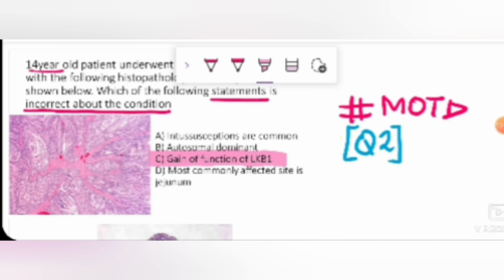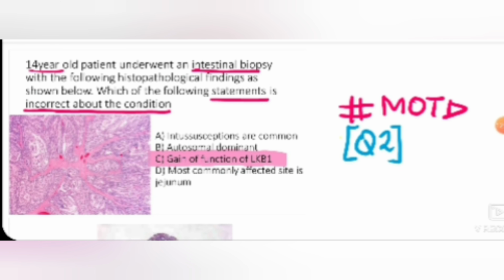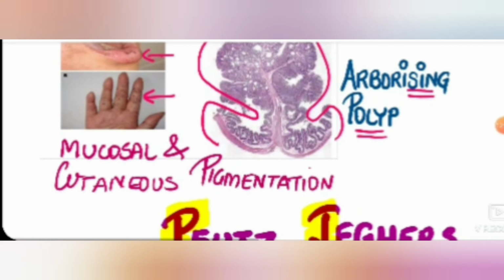So guys, this was the MCQ of the day. I hope everyone got it right. It was not a very difficult one, but I wanted you to get familiar with the arborizing polyp, hamartomatous polyp. And your homework for the day is that you're going to open up Robbins or your notes and read all the hamartomatous polyps, that table, which is very, very important for the exam. Every day a small homework probably would also help you open your books more often and revise your topics alongside. So that was it for today.